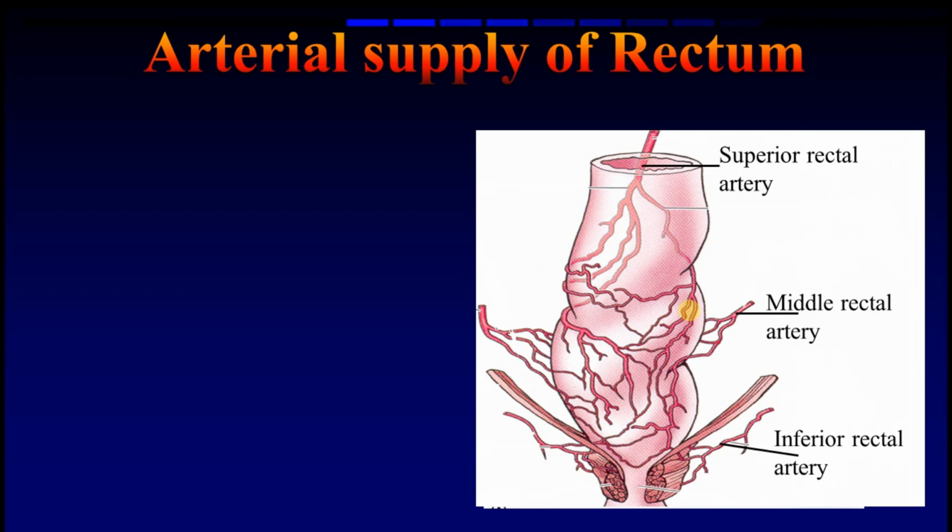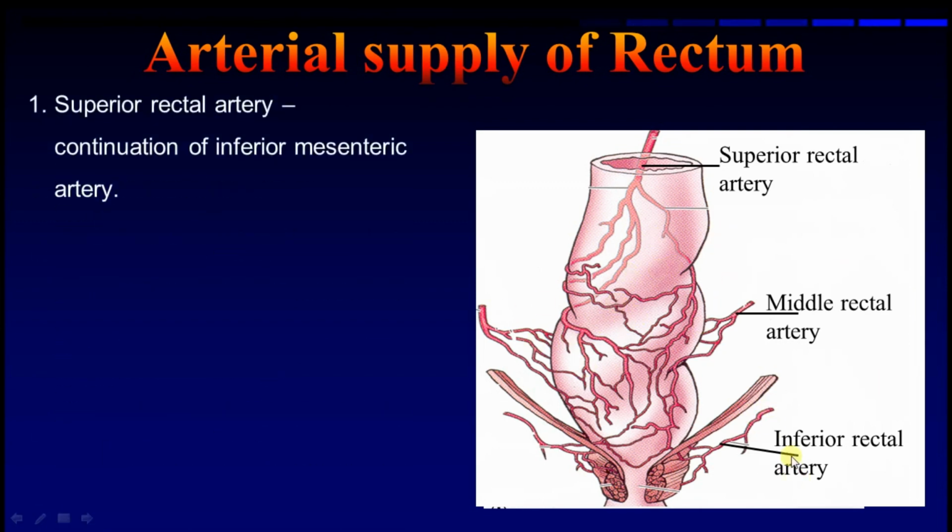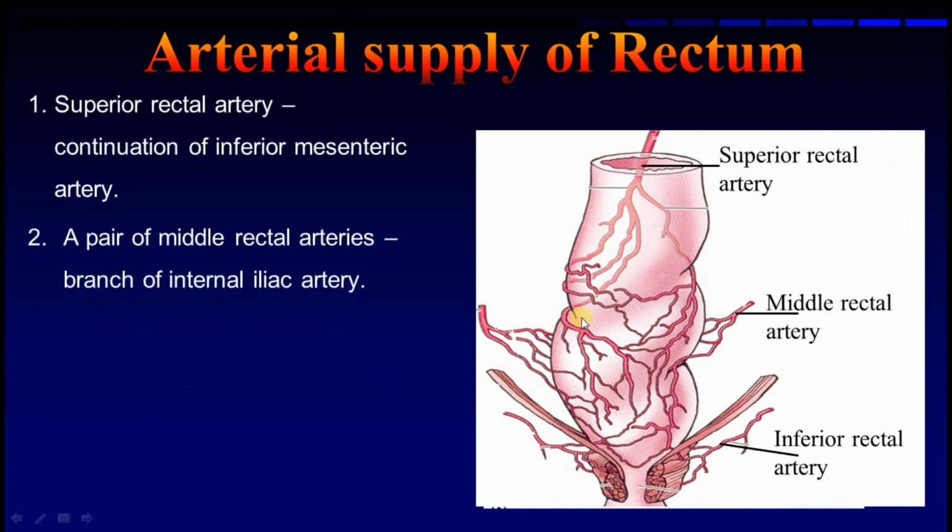So coming to the arterial supply of the rectum, it is mainly supplied by 5 arteries, of which the superior rectal artery is unpaired, and the middle and inferior rectal arteries are paired. Superior rectal artery is a branch of the inferior mesenteric artery. It enters from the posterior wall of the rectum, then divides into right and left branches, and then it forms plexus. Okay, so 2 sets of plexus it forms, and then it anastomoses with the inferior and middle rectal arteries.